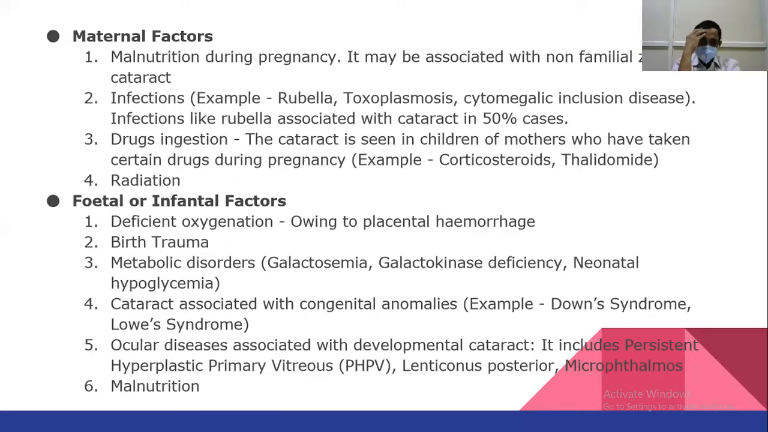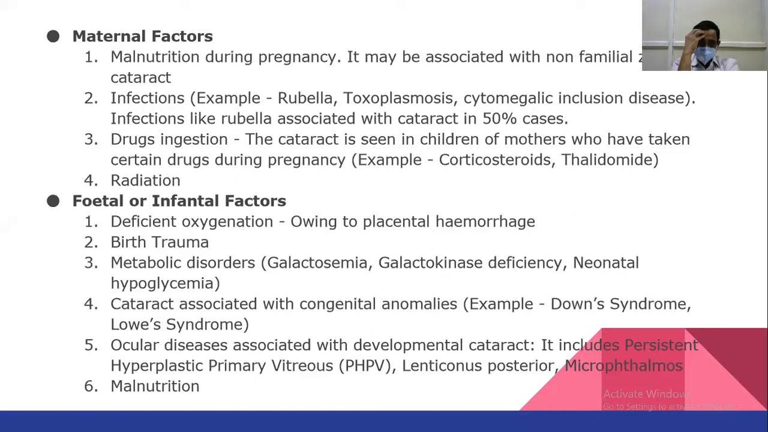Next, maternal factors. If there is malnutrition during pregnancy of a mother, it may lead to cataract. It may be associated with non-familial cataract also. Infections, mostly rubella, are seen. We all know that rubella is one of the TORCH infections. Drug ingestion: if during pregnancy the mother ingests thalidomide or corticosteroids, the cataract may appear in children after birth. If the mother is exposed to radiation during pregnancy, it may also lead to congenital cataract.